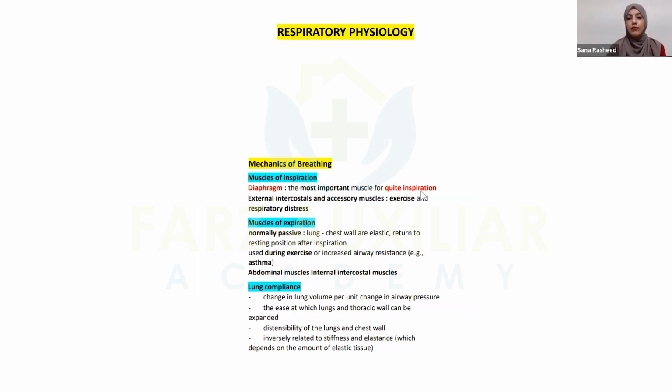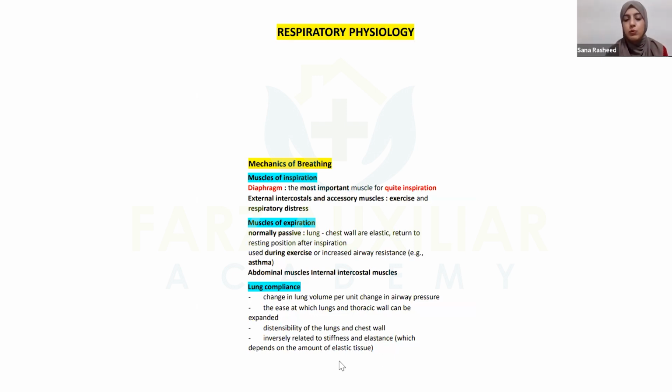Now, coming to the muscles of expiration. Expiration is a passive process. Usually the lung itself and the chest wall are elastic and return to the resting position after inspiration. So there's no muscle involved in a quiet expiration. But when we are exercising or in certain conditions such as asthma, where the airway resistance is increased, abdominal muscles and intercostal muscles can be used in expiration.